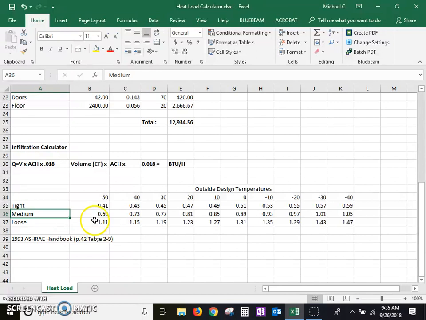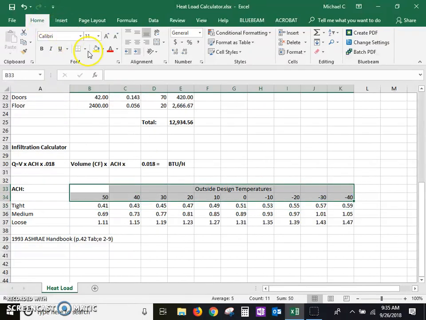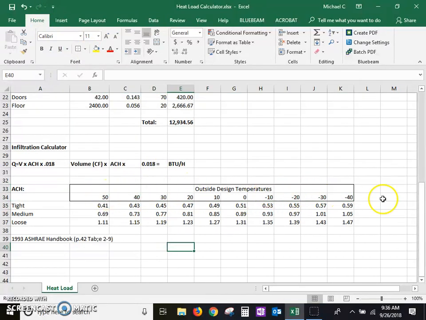Does that make sense? So you can see if you follow the chart that these ACH numbers, I guess I should label this chart here, ACH numbers, right? B. Right, these are the outside temperatures. If I outline them, maybe that's easier to follow. Outside design temperatures, so from 50 degrees to minus 40 degrees. So the greater the temperature differential, the more air leakage you're going to have.